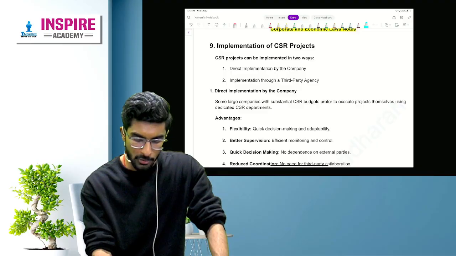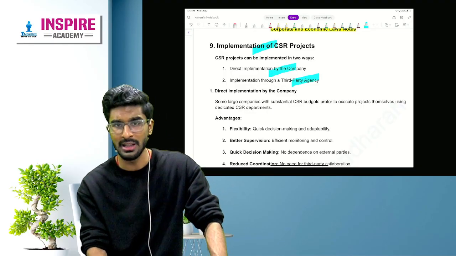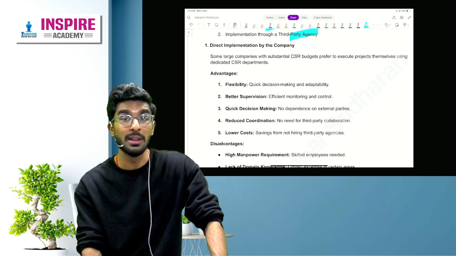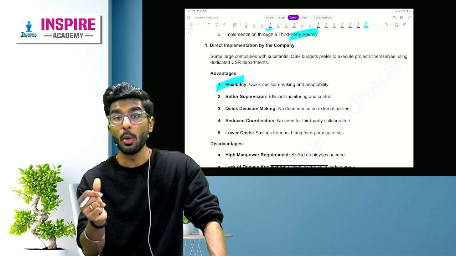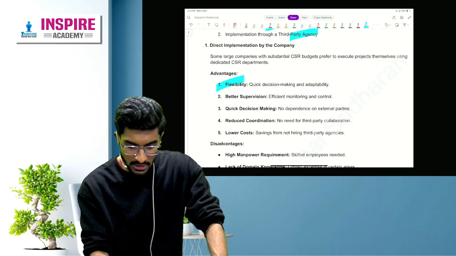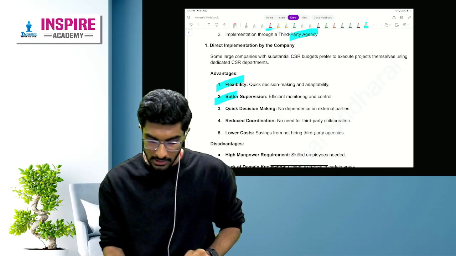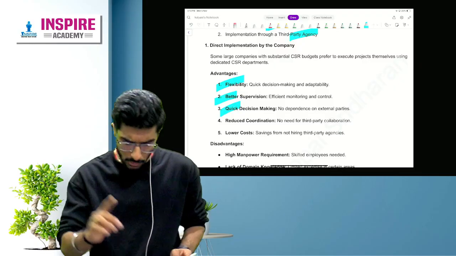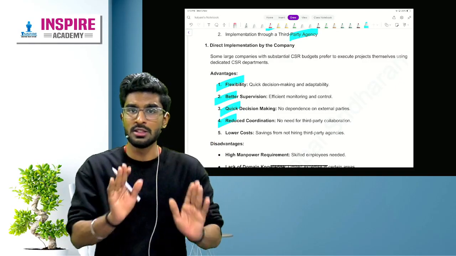Implementation of CSR projects. It can be done in two ways, either directly by the company or they can take help of a third-party agency like NGO, trust. Now, what are the advantages if you implement directly? You will be able to easily make quick decisions. You will not be dependent on your implementing agency. Next is you will be able to better supervise because every single thing you are handling. Number 3 is you will not be dependent on external parties for approvals. Next is coordination is reduced. Less number of people, less coordination.